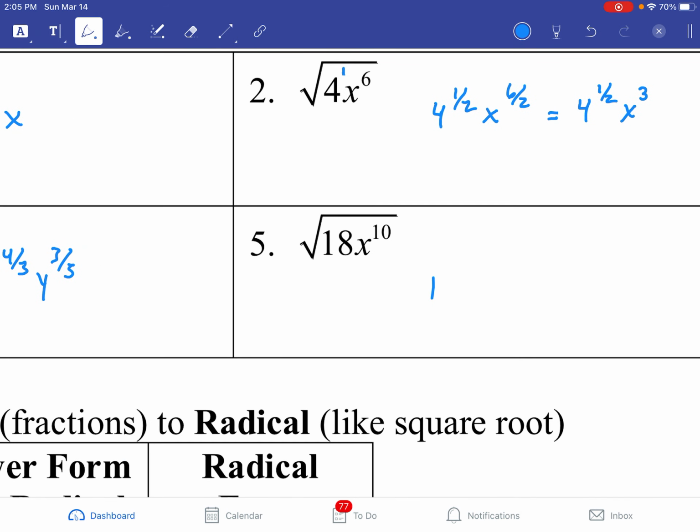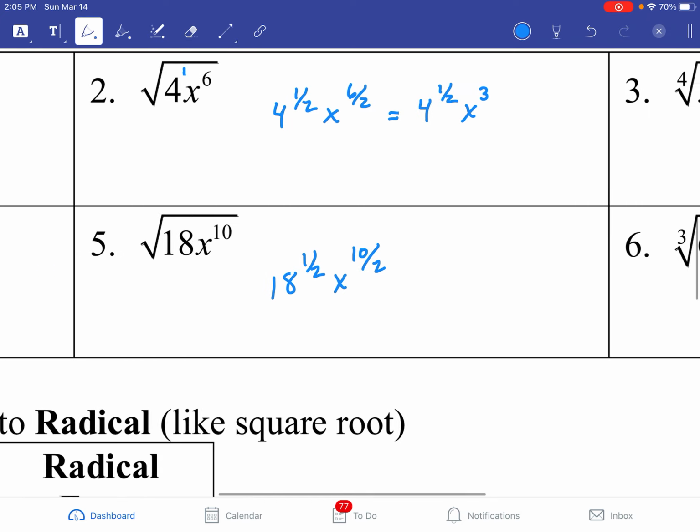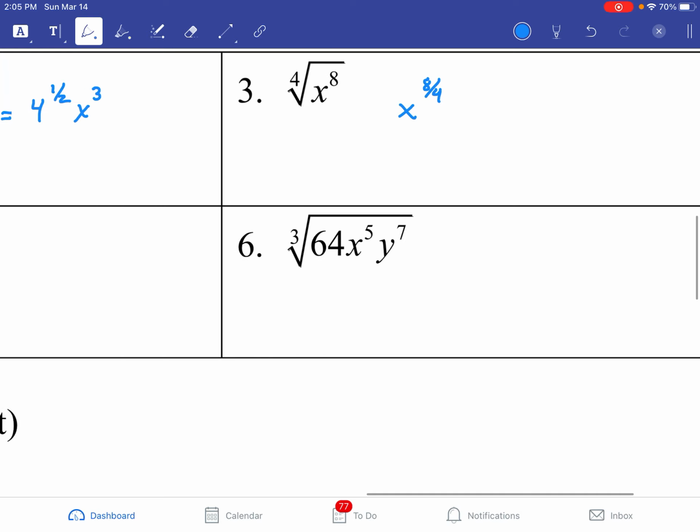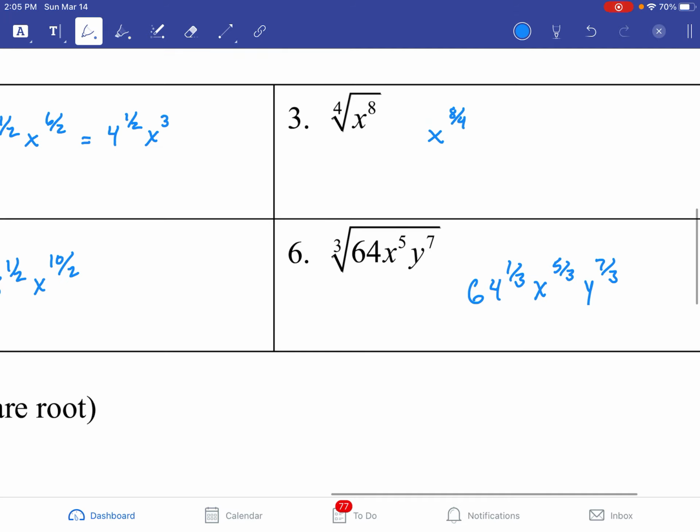So you have 18 to the 1/2, x to the 10 over 2. And here, you have 64 to the 1/3, x to the 5/3, y to the 7/3. Okay, so that is taking radicals and putting them as fractional exponents.